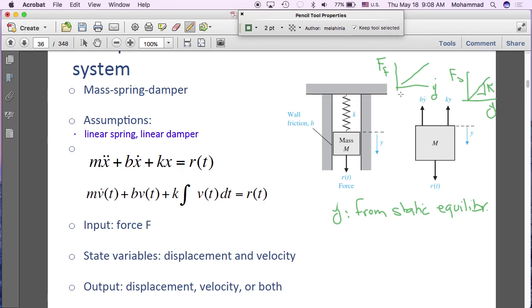Okay, so we have the free body diagram. So this is our free body diagram that includes all the external forces. We have the force that pulls the mass down, and we have the force of the spring and the force caused by friction. Any other force that we need to include?